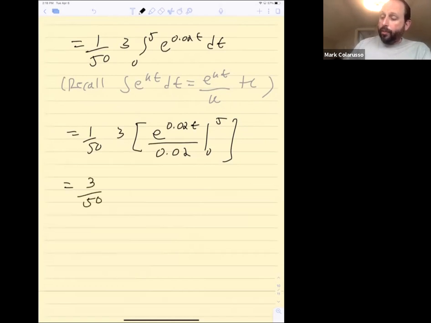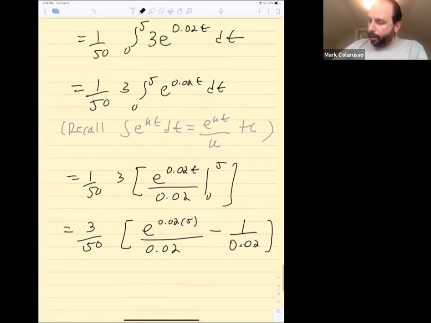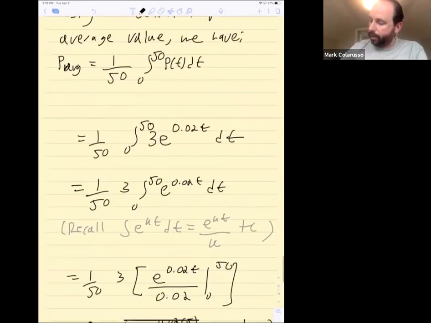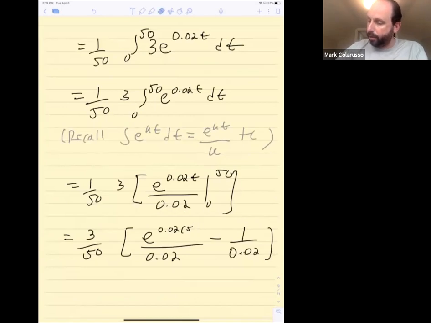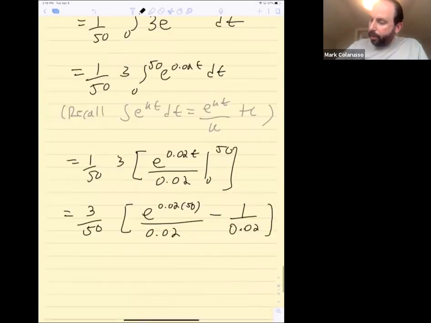So this is 3 over 50, e to the 0.02 times 50 divided by 0.02, minus, now you have to put in that 0. Remember, e to the 0 is 1, so the numerator becomes 1, and then you just divide by 0.02. Oh, sorry, I wrote a 5 here. This should have been a 50. Okay, sorry about that. The upper limit there is all fixed.